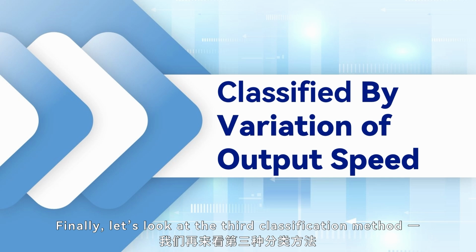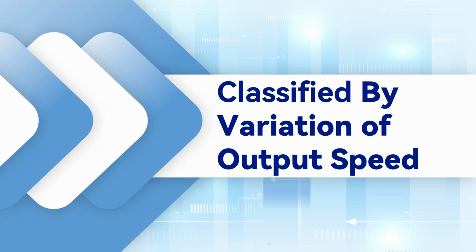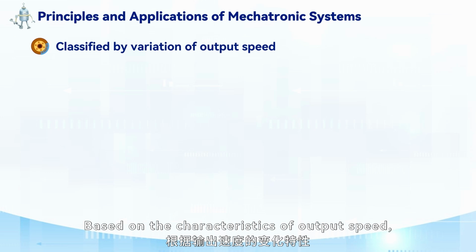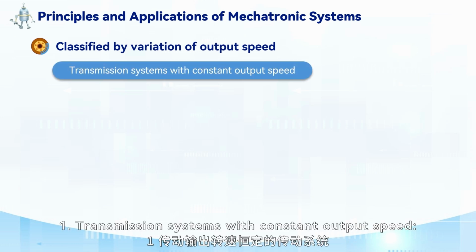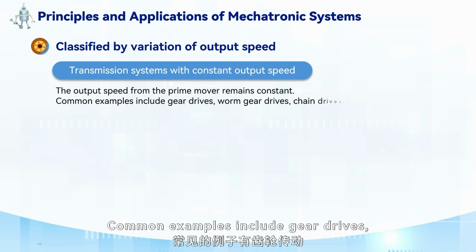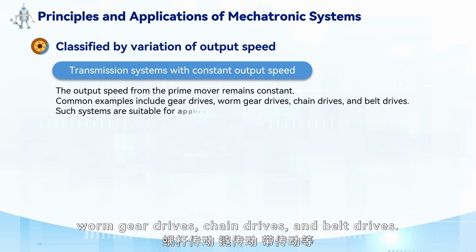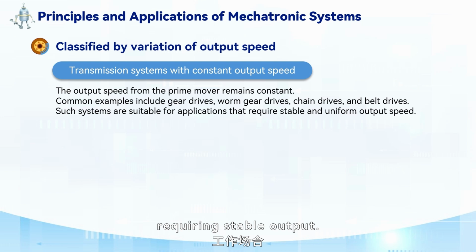Finally, let's look at the third classification method, by variation of output speed. Based on the characteristics of output speed, mechanical transmission systems can be classified into two categories. 1. Transmission systems with constant output speed. The output speed from the prime mover remains constant. Common examples include gear drives, worm gear drives, chain drives, and belt drives. These systems are suitable for applications requiring stable output.